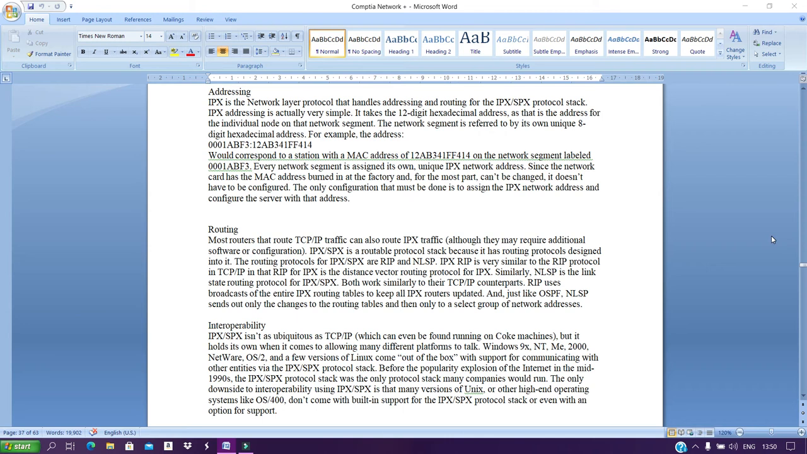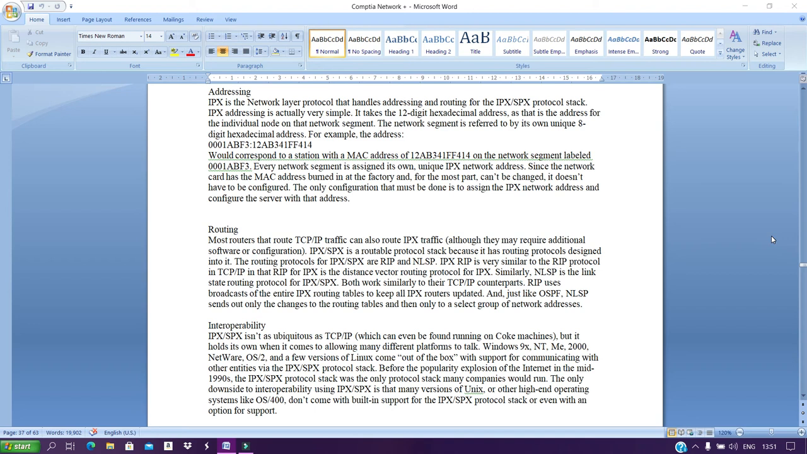For example, the address 0001ABF3:12AB31341FF414 corresponds to a station with a MAC address of 12AB31341FF414 on the network segment labeled 0001ABF3. Every network segment is assigned its own unique IPX network address.